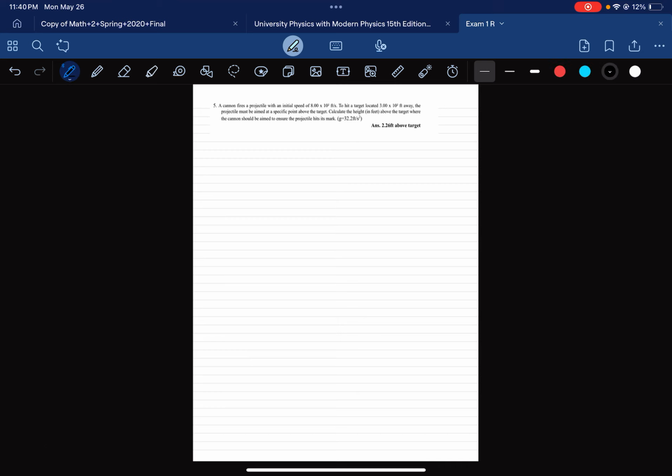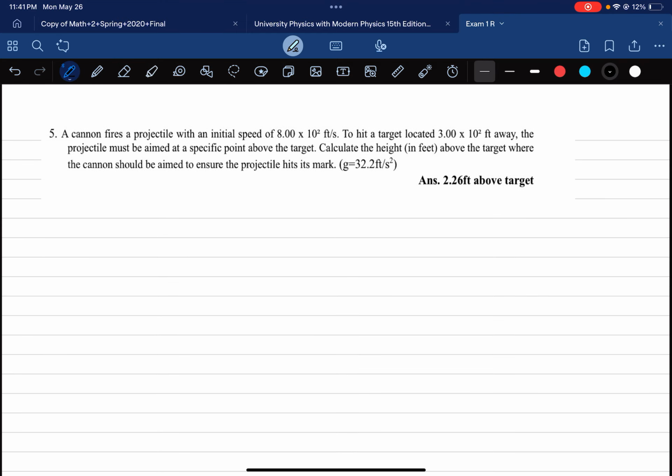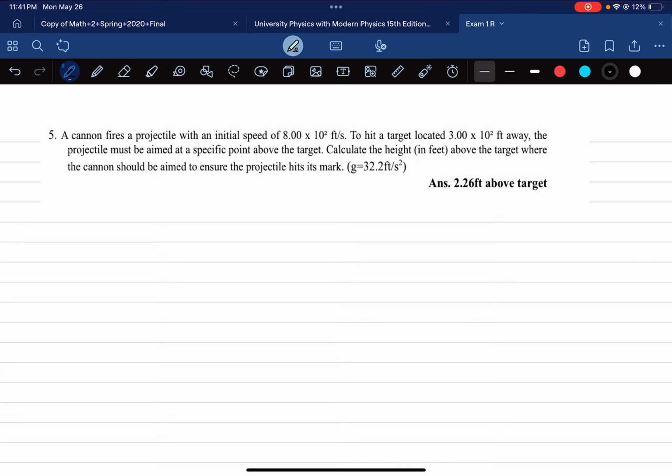As you can see, I'm doing it on my iPad, so that makes it convenient. Obviously the answer is already given right here, so that makes it even more convenient. That way we know our answer is correct once we get our answer.